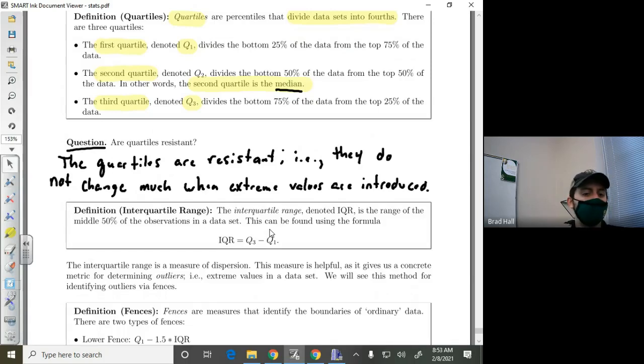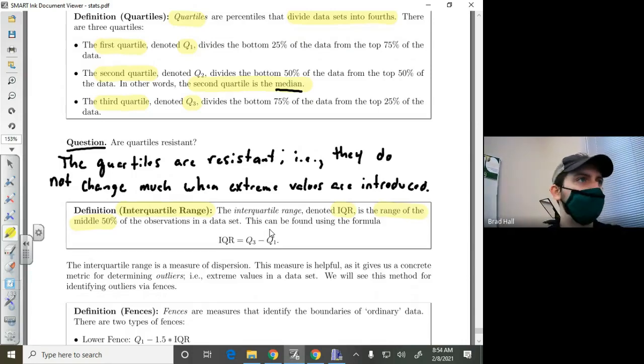If not, there is another measure of dispersion. We had the range, the standard deviation, and the variance. There's technically another one called the interquartile range. It is another measure of dispersion, and what it does is measure the range of the middle 50% of the observations. It's denoted IQR.